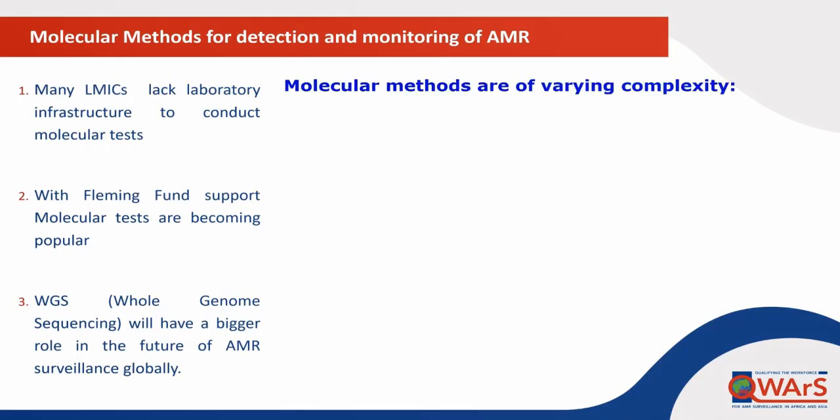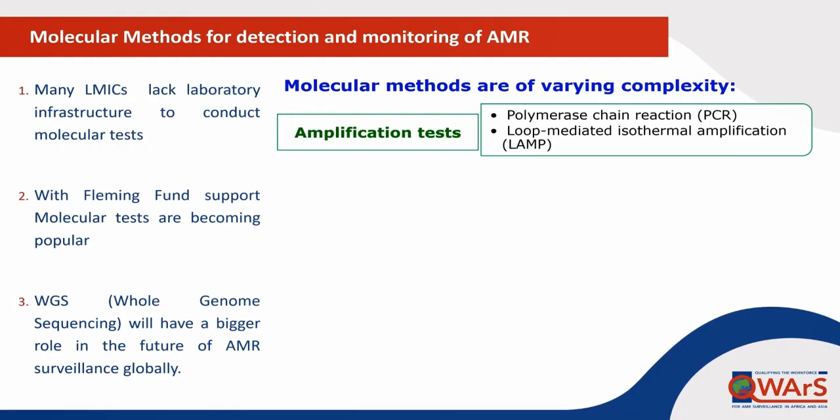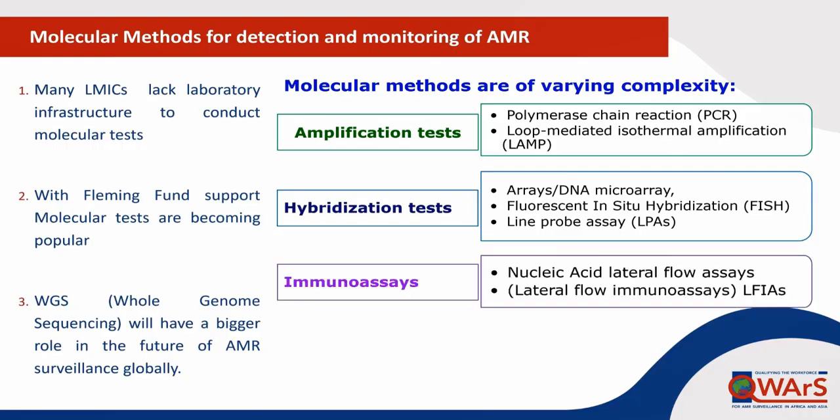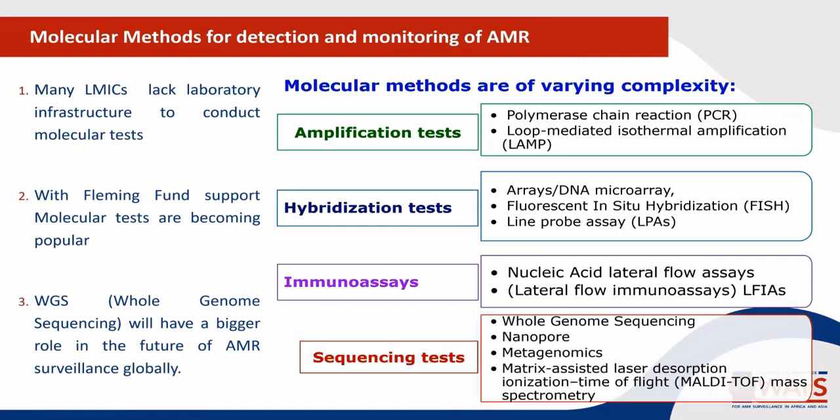Based on the mechanism of action, four categories of tests are available: amplification tests, such as PCR and loop mediated isothermal amplification; hybridization tests, such as arrays, fluorescent in situ hybridization, and line probe assays; immunoassays, to detect AMR gene products by binding to specific antibodies, such as lateral flow immunoassays and nucleic acid lateral flow assays; sequencing tests, such as whole genome sequencing, nanopore metagenomics, and matrix assisted laser desorption ionization time of flight mass spectrometry.